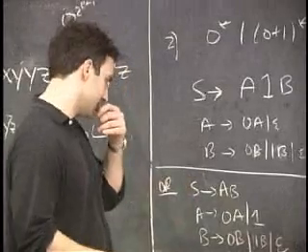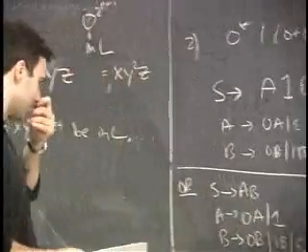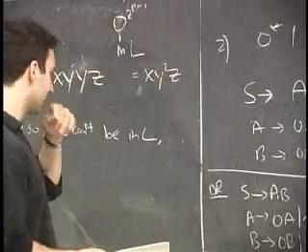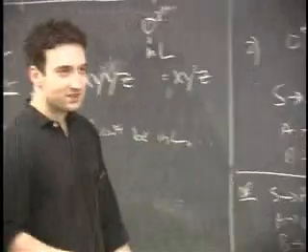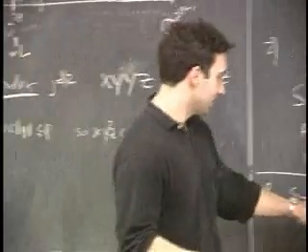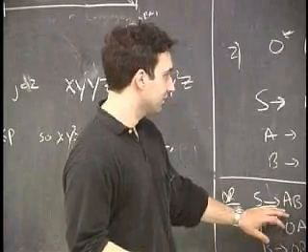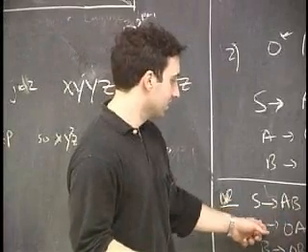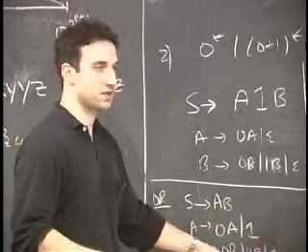Wait a sec. No, that doesn't work. Let's see. Oh, I guess it does. There's no requirement to have a 0. So this says I have 2 subproblems. This subproblem is 0 star and ends with a 1, and this subproblem is just arbitrary stuff.